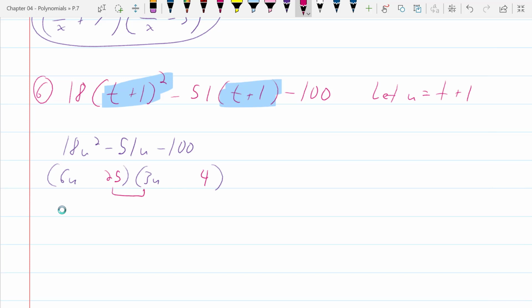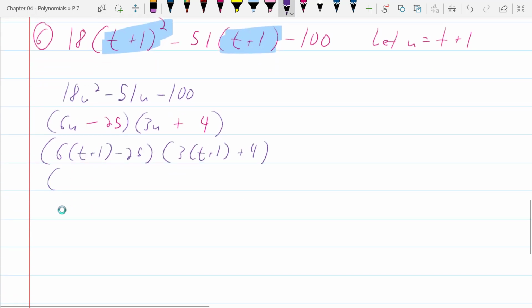25 times 3 is 75. Then 24, 75 plus 24 won't work, but 75 minus 24 is 51. So if we make this a negative 75 and a positive 24, boom, we get it. My only task now is to put the t plus 1 back in. So 6u is actually 6 times (t plus 1) minus 25, and 3u is actually 3 times (t plus 1) plus 4.